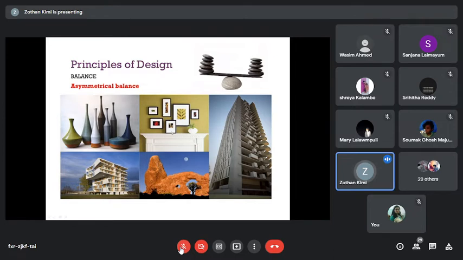If, for example, the pot was placed on this side, we would feel some sort of imbalance over there. Just imagine this pot being on the left side, right? You can feel some sort of imbalance in the visual look of it, all right? Same goes in this building as well.